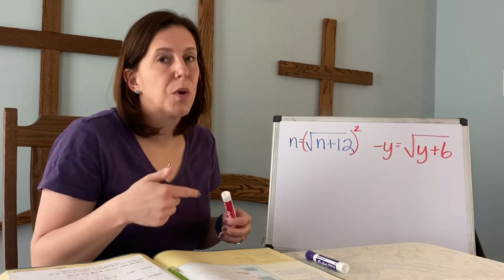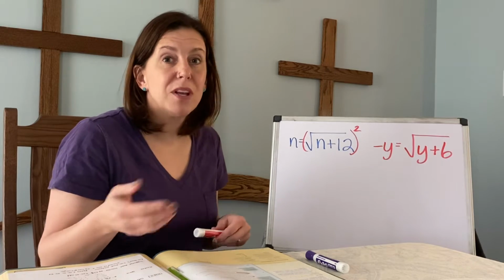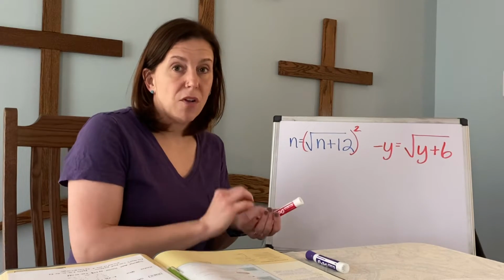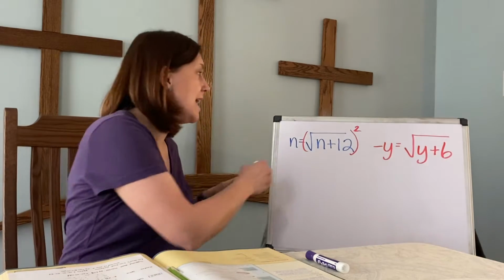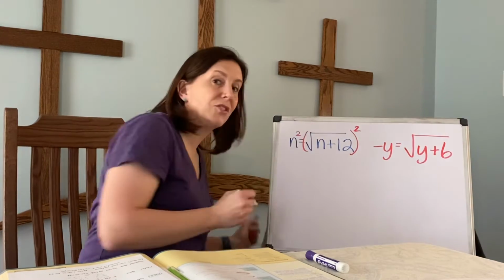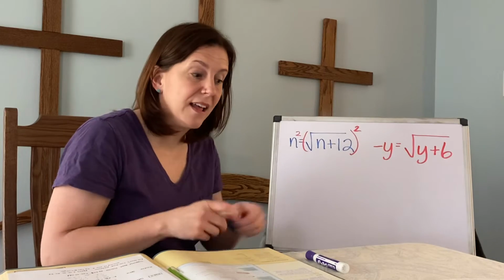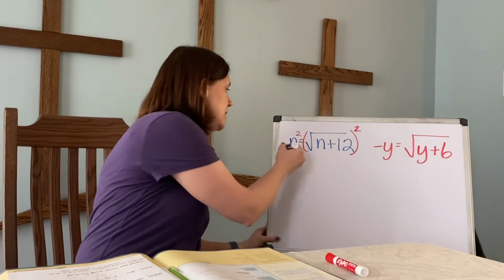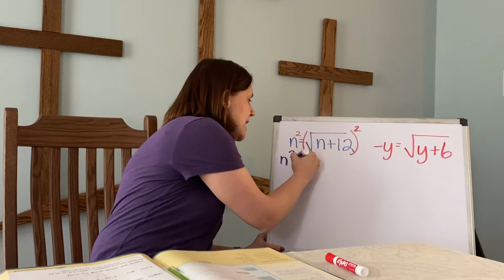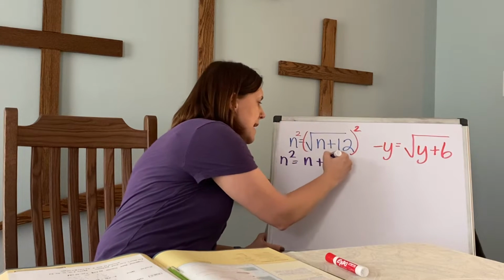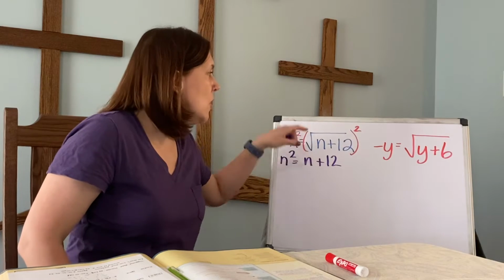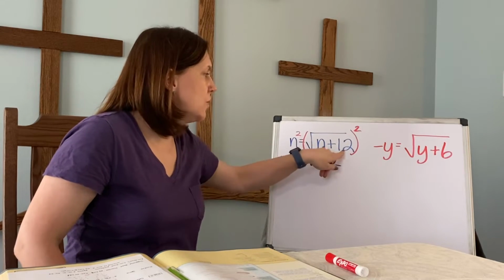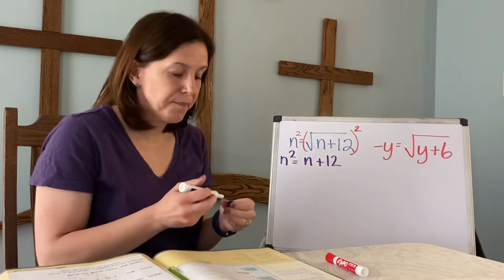We say square both sides because we know our rule that when we're solving equations, we can do whatever we want to them as long as we do it to both sides. So I need to square that n on the left side. Let me write where we are at this point. Now I have n squared equals n plus 12, because when we square a square root, we eliminate the radical and we are left with just the radicand.